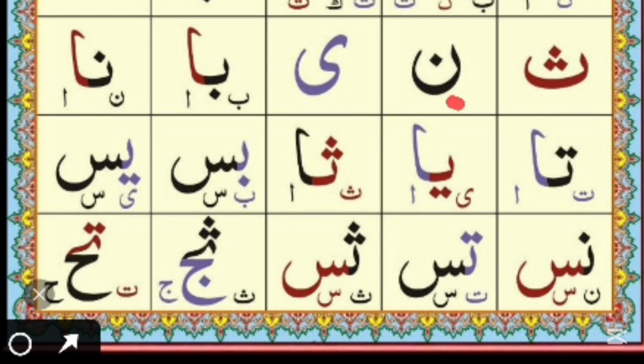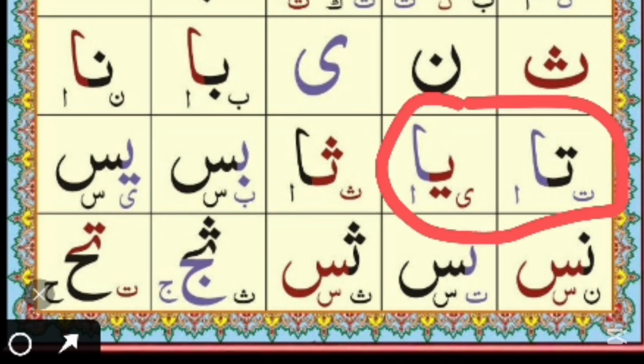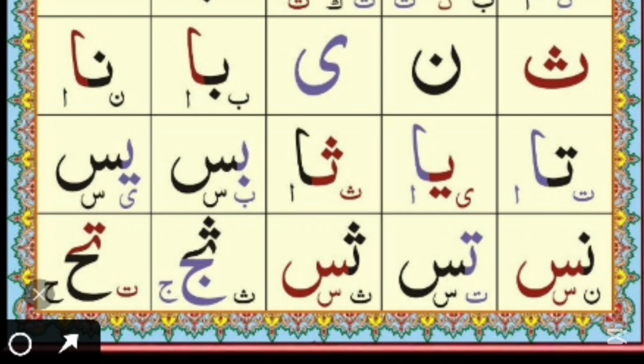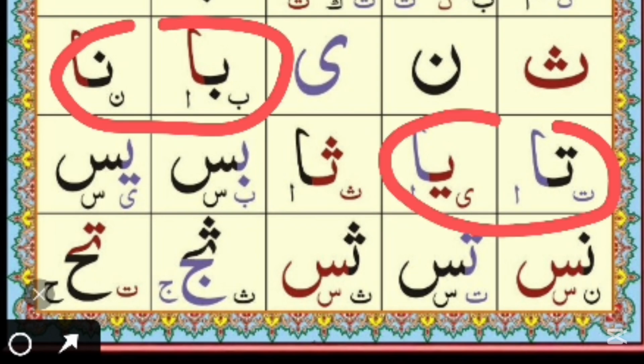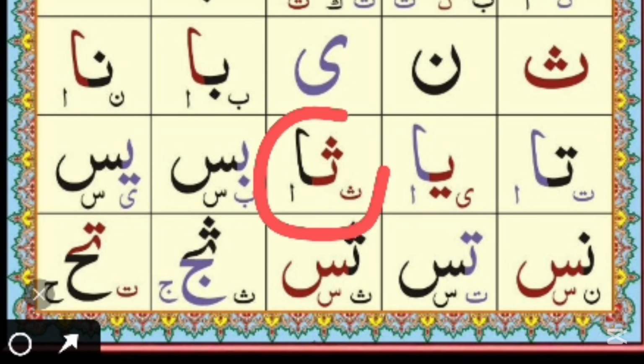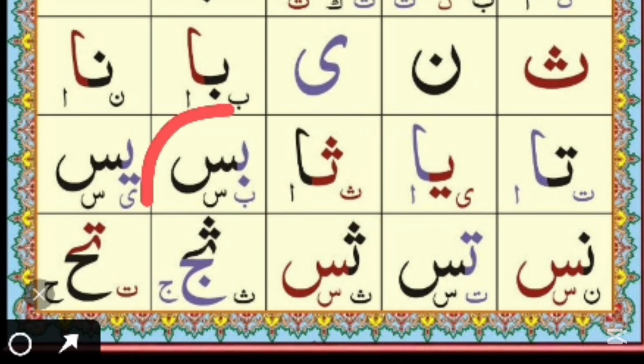These words are so tricky. Ta has two dots on top, while ya has two dots at the bottom. Ba's dot is at the bottom, and noon's dot is on the top. So just with the place of the dot, the sound of the letter changes. You can be confused in these four letters, but try to keep this in your mind. Sa, alif.